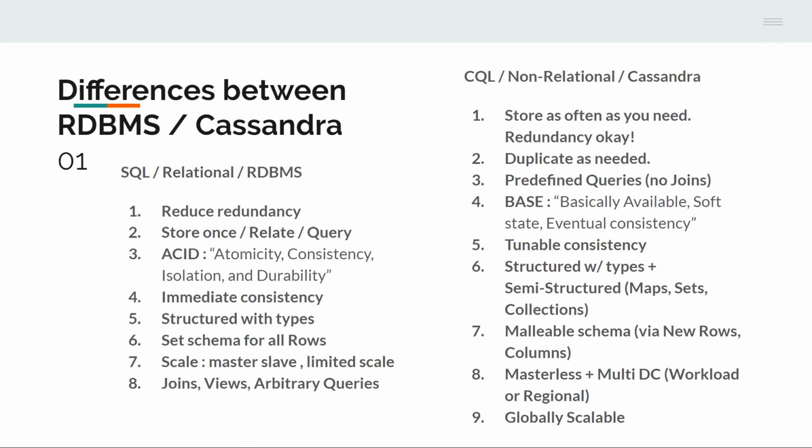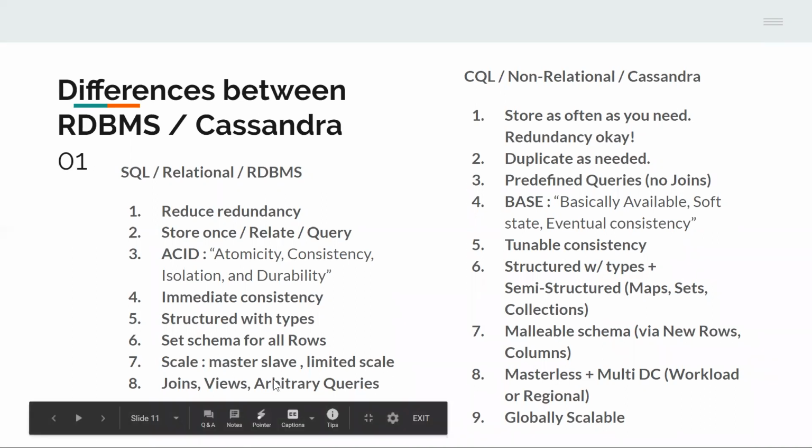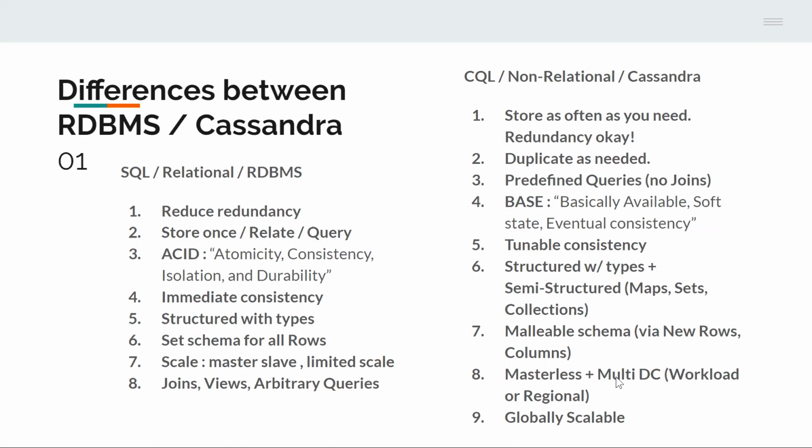Other major differences are really about the master-slave limited scale versus masterless or multi-master, and what we can do as a global cluster, multi-DC. Multi-DC means you can have US East with one data center, US West with one data center, and have the same keyspace replicated on both, and have APIs writing to and reading from both data centers. And all of that data will be eventually consistent. There's no master at the data center level or at the cluster level. And that's why it's globally scalable.